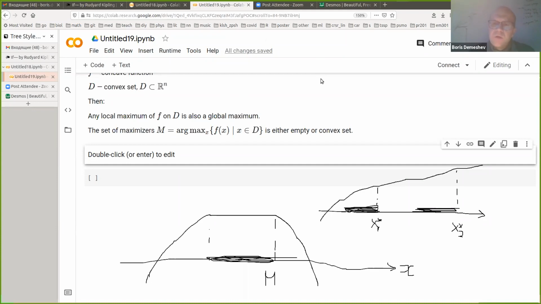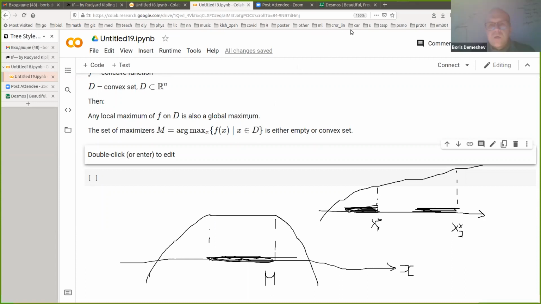Okay, let's move on. Any local maximum is also a global maximum. So we have stated the theorem. We have not proven it, but we have a precise statement. If f is a concave function and D is a convex set, then any local maximum of f on D will also be a global maximum. Will it be a global maximum on D or on Rn? No, on D.